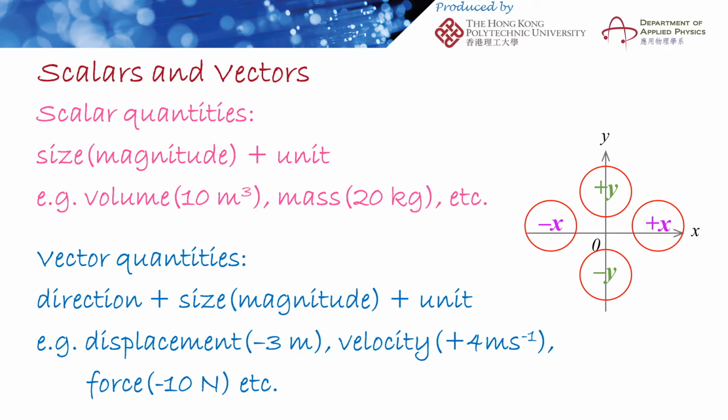For example, the answer of a vector would be written as plus 4 m s⁻¹. The positive sign shows the direction of the movement. In this case, the direction of the movement may be either upward or to the right. 4 is the magnitude. m s⁻¹ is the unit of velocity. Now we start with some examples.